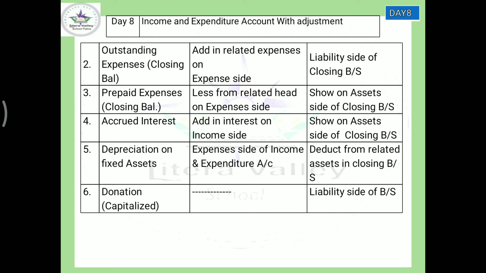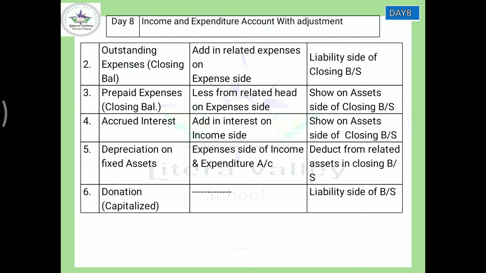Now donation. Sometimes you will find that the condition is not given, only the amount is given, like 50% or 40% of the donation is to be capitalized. Capitalized means it will be treated as a capital receipt. So if it is given like that, you have to show it on the liability side of the balance sheet. Obviously, the closing balance sheet will be there.